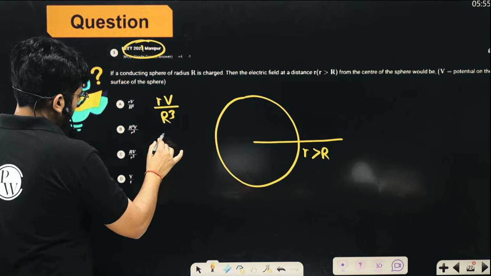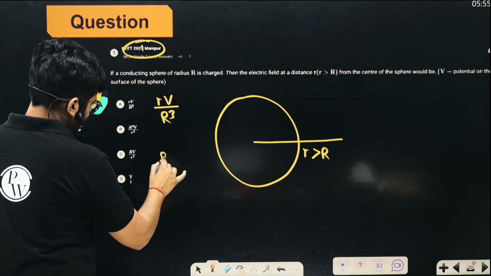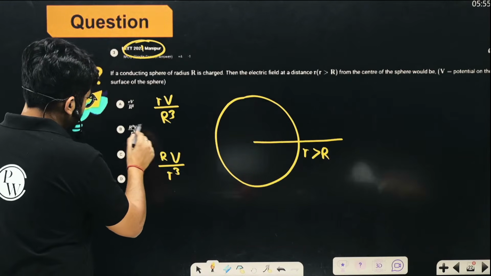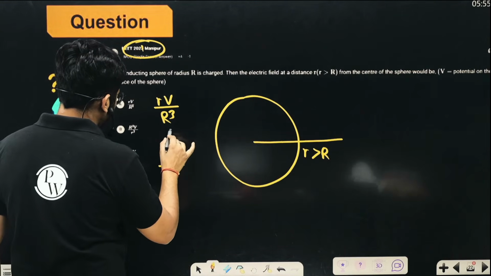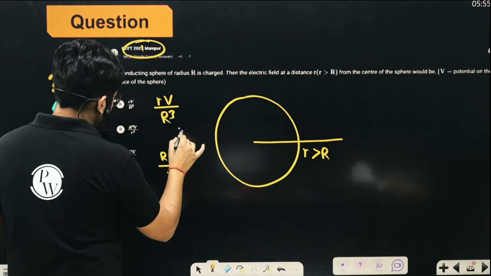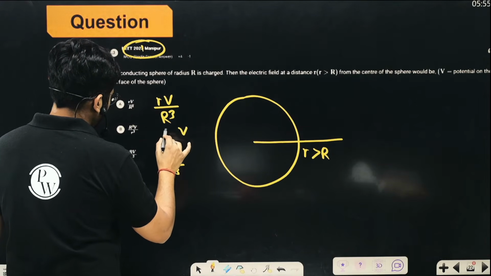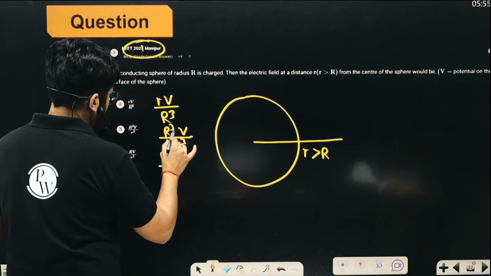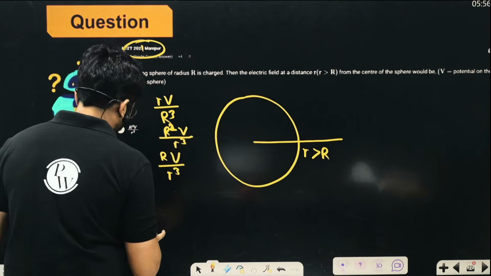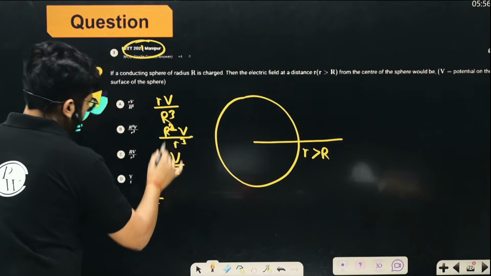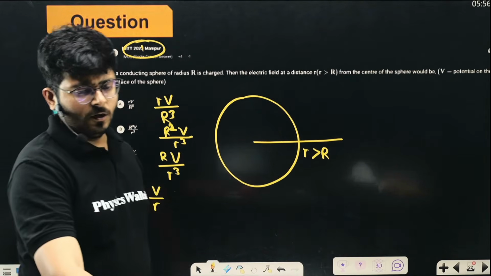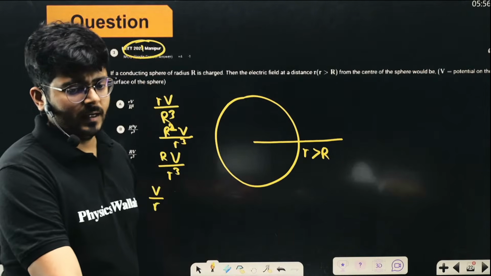The second is RV upon small r cube, with capital R. This is V. This is capital R cube upon small r cube. R square V upon r cube, and this is V by r. So these are the 4 options. It might not be very clearly visible to you, so I have written them over here.